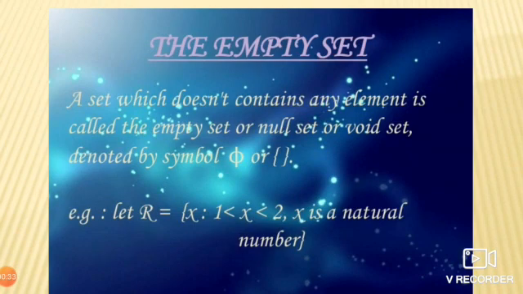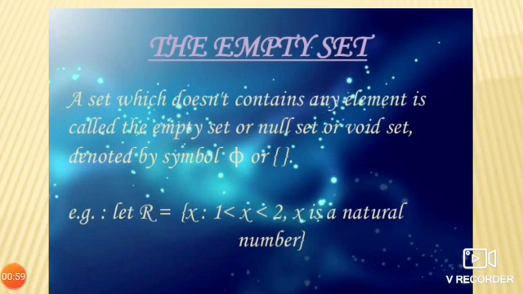In the word itself you can identify what is empty. What is empty? Empty meaning nothing, is it? So in set also the same meaning. A set which doesn't contain any element is called the empty set or null set. It is also called void set. The other name of empty set is null set or void set.